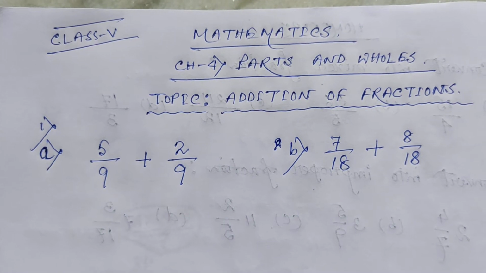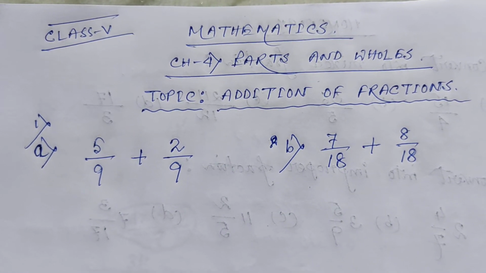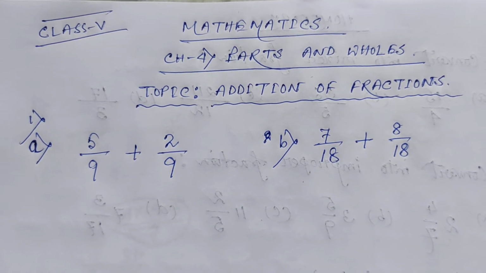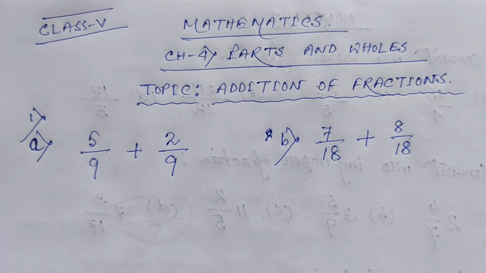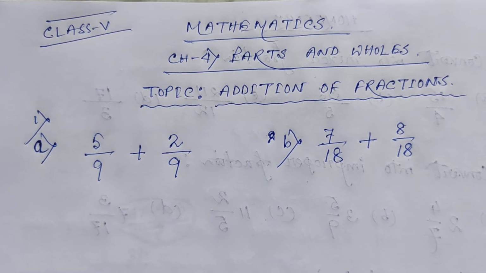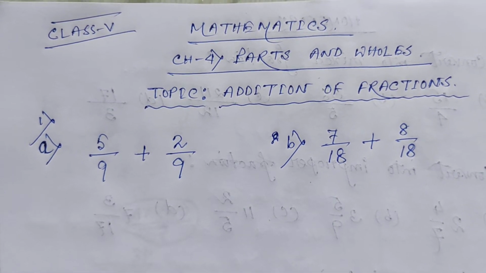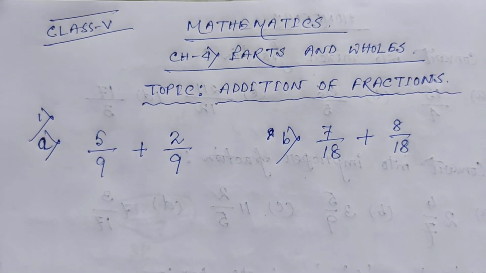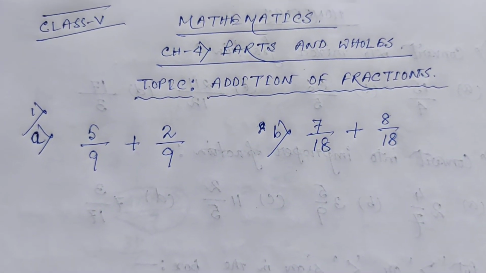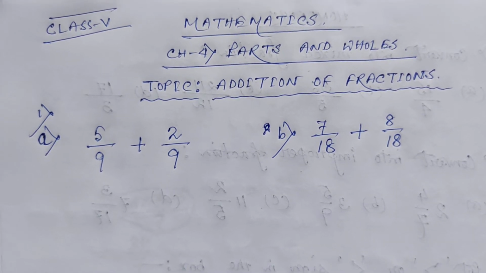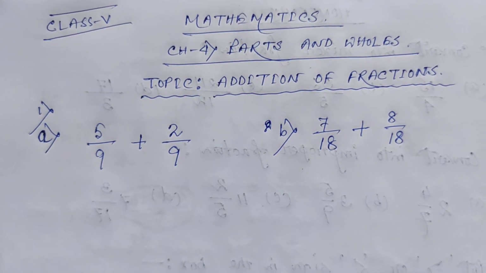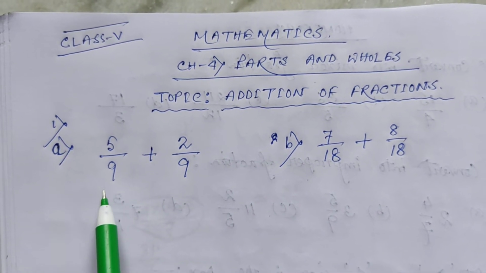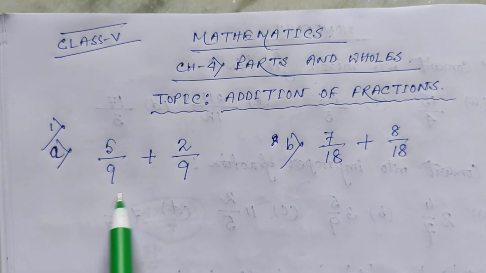Today we are continuing chapter 4, Parts and Wholes, and today we will discuss addition of fractions. Now we have already known that there are two kinds of fractions. One is the like fraction, another is the unlike fraction. So first of all, we will discuss how to add like fractions.